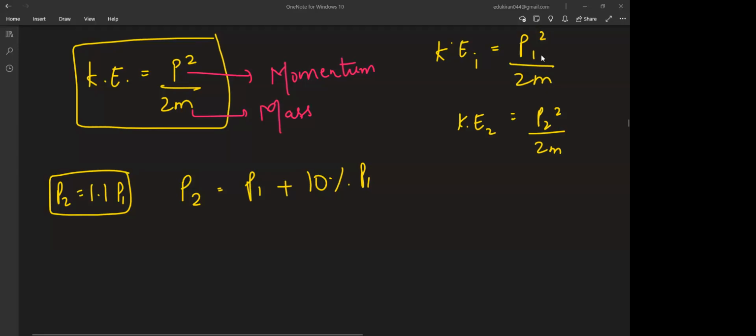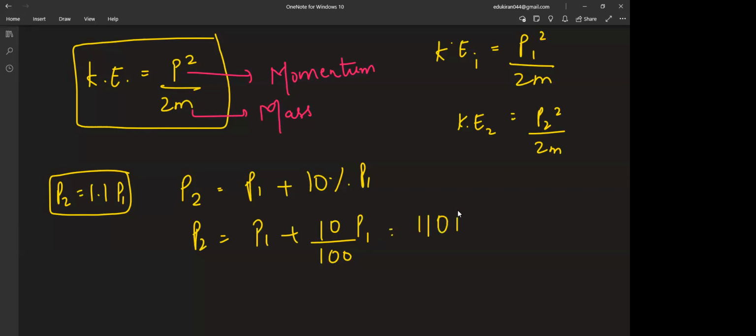See, kinetic energy 1 is P1 square by 2m. P2 will be what? We do not know our P2. So this becomes P1 plus 10 by 100 of P1. That is 110 P1 divided by 100. So 1.1 P1. First tell me, P2 is equal to 1.1 P1. This is clear? Yes, ma'am.